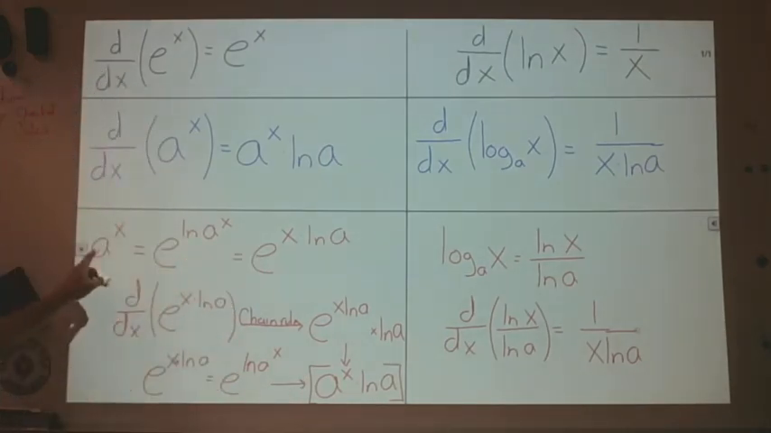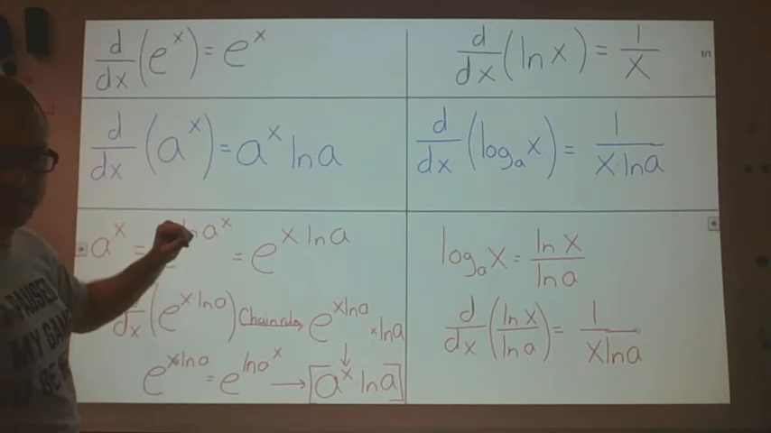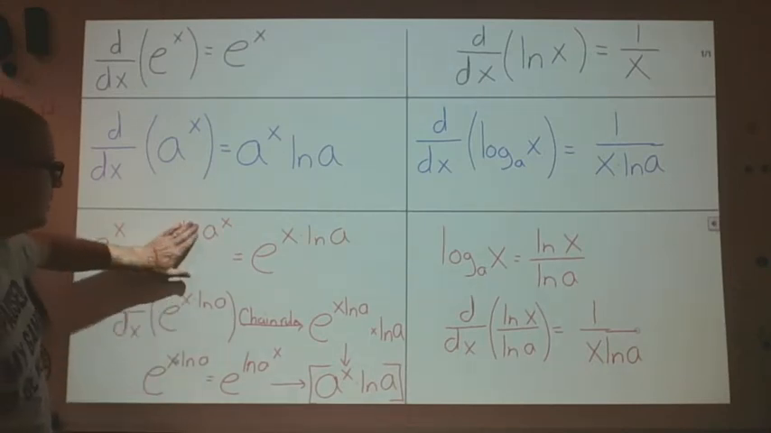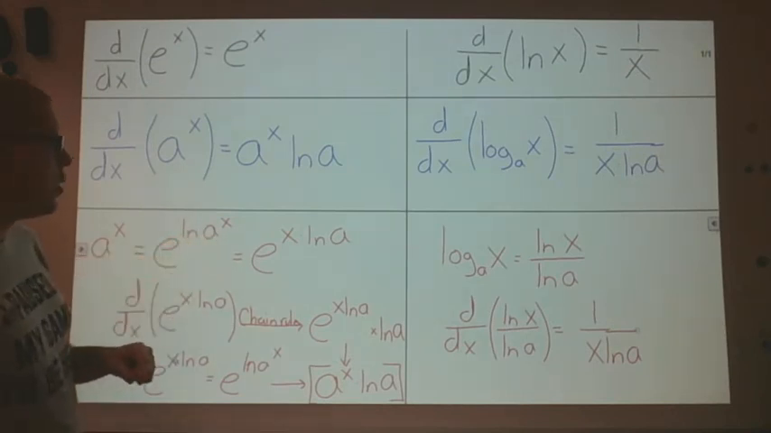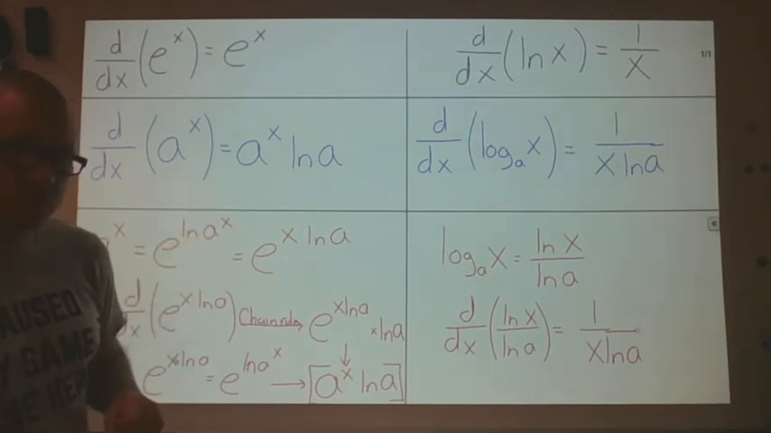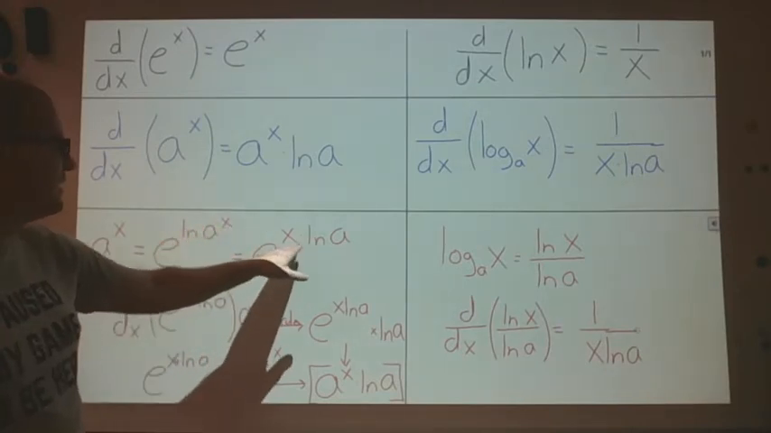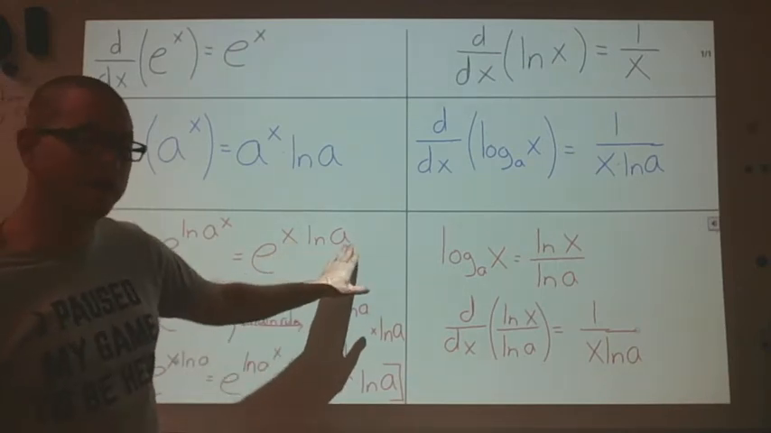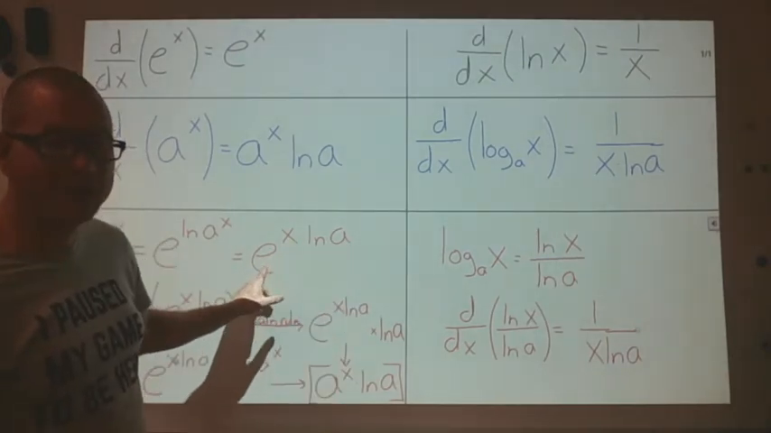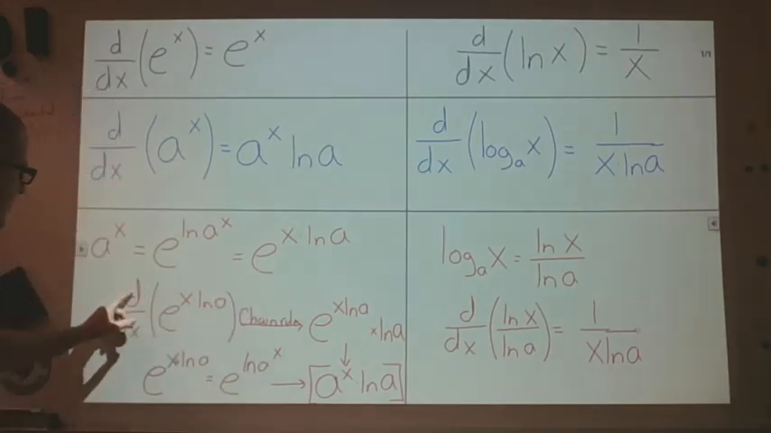So a to the x can be written as e to the natural log of a to the x, keeping in mind that e and the natural log would cancel each other out and just leave that a to the x. Then, by the power property of logarithms, I can use that to bring x down. So now I can rewrite a to the x as e to the x times the natural log of a, which has that natural base that I'm looking for.